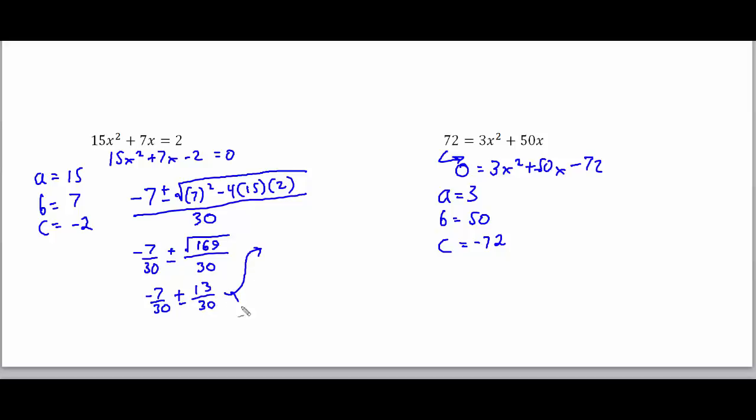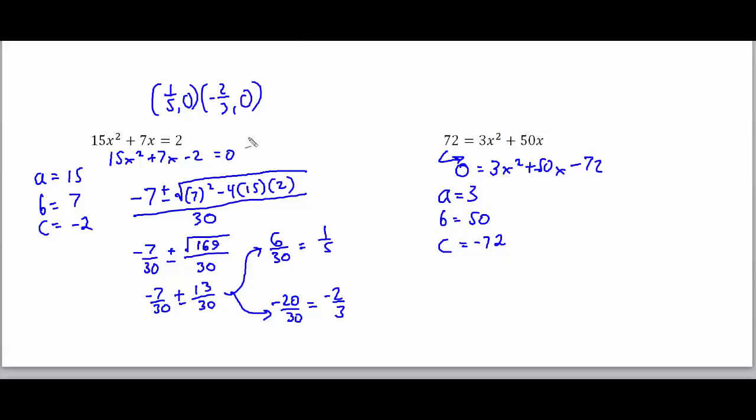And so now we have two possible answers. Negative 7 plus the 13 is going to be a total of 6 over 30. And the negative 7 minus the 13 is going to be negative 20 over 30, which this can simplify to 1/5, and this can simplify to negative 2/3. So would you believe that this problem intersects at 1/5, 0 and negative 2/3, 0, which means about 0.2 and a negative 0.6 repeating. So it actually sticks pretty close to the origin, with a very tight parabola.